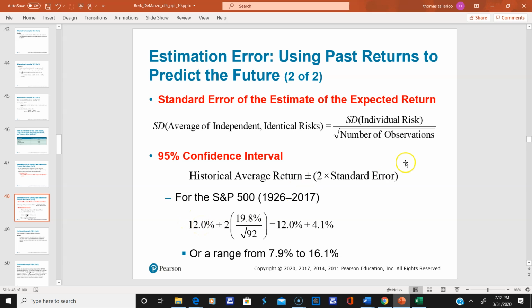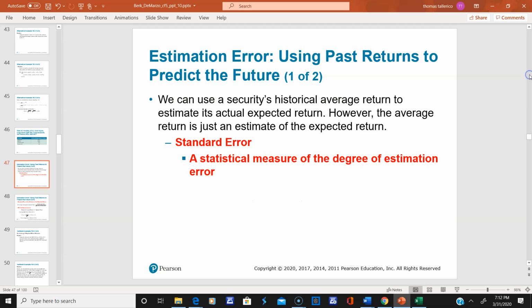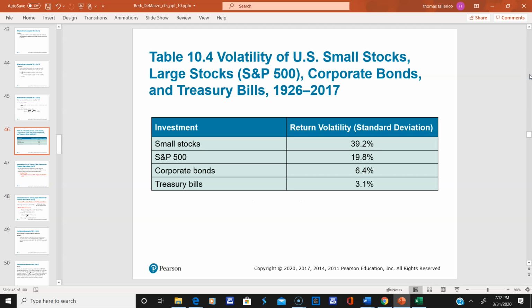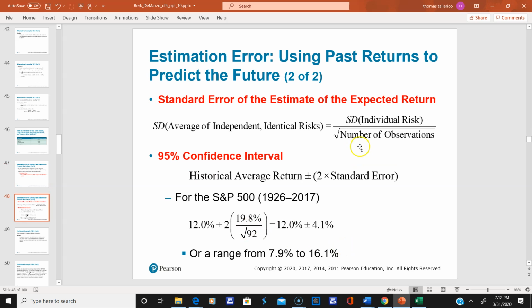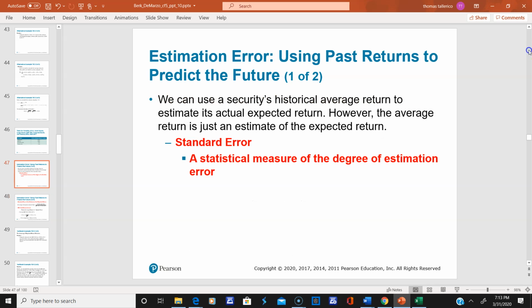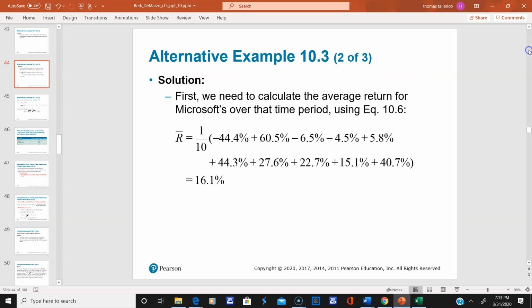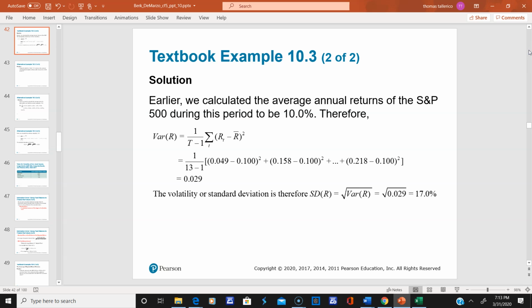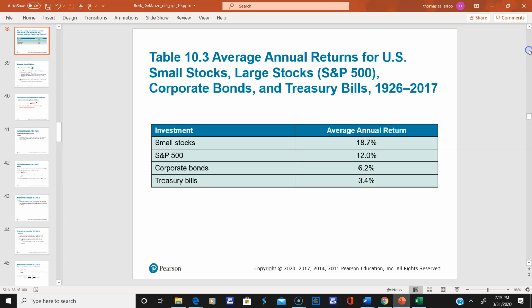This we calculated before, 12.0. Let's go back and look, 12.0, and let's look for 19.8. Here's the 19.8, the standard deviation. Let me go back here. See that right here? 19.8, the standard deviation. Let me see what the historical average return was. I've got to find it. Here it is, the S&P 500 average return.